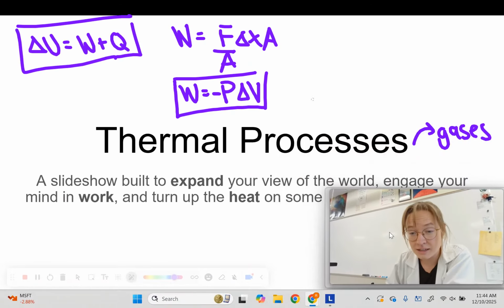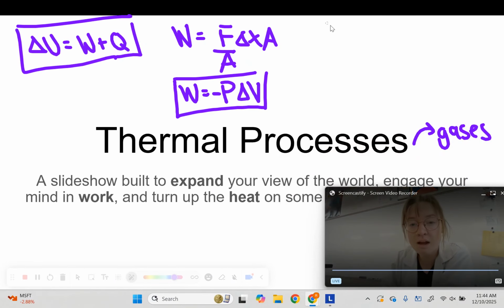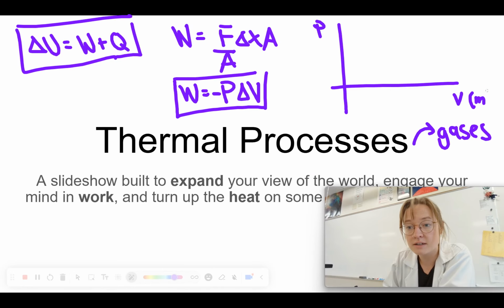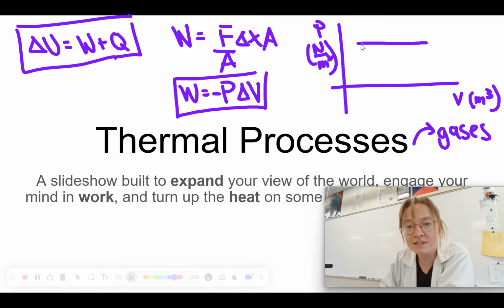Now, the last little thing that we'll see here is that we can use this on a graph. Here I have a pressure versus volume graph. Here's my volume in meters cubed. Here's my pressure in newtons per meter squared, like that. Let's say that I had a line here like this. Well, if I asked you to find the area under this graph, you would say, no problem. I'm just going to make it into a little rectangle. And then you'd say, there's my area.